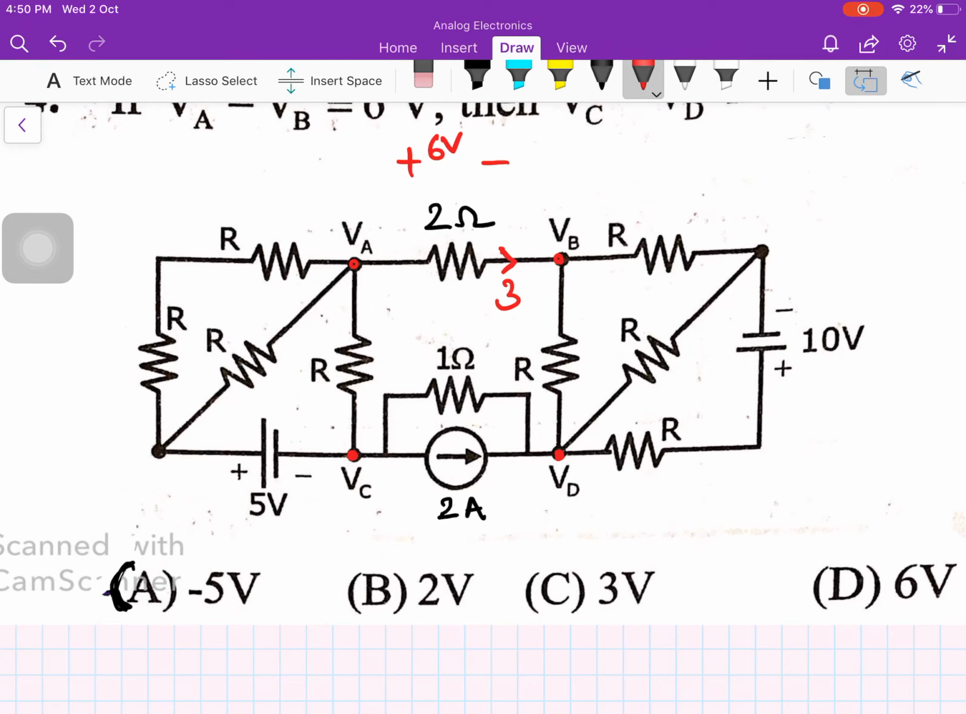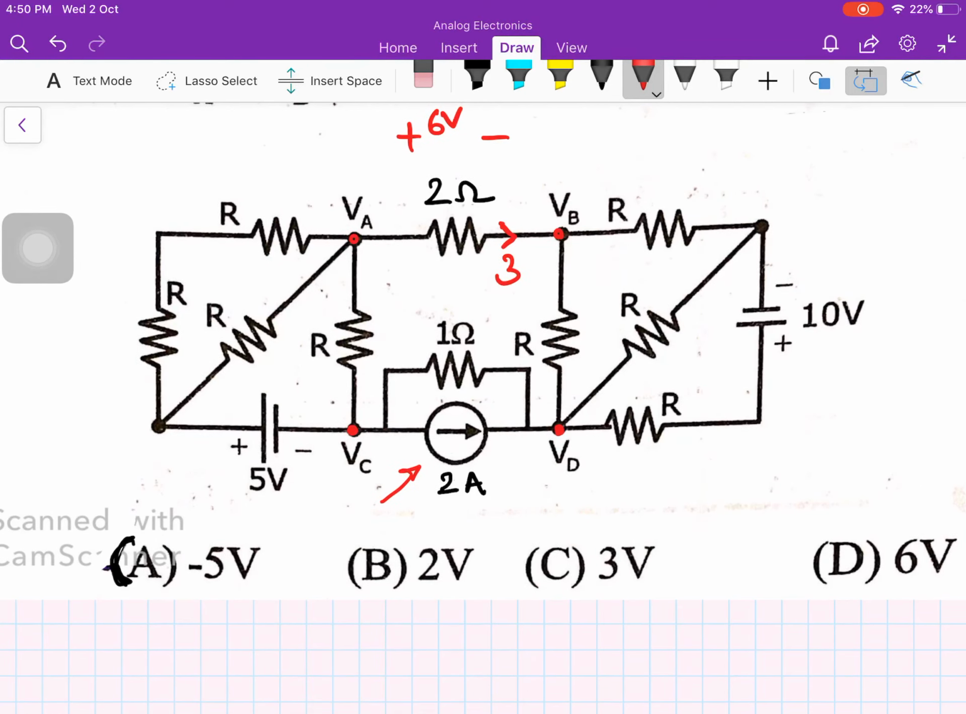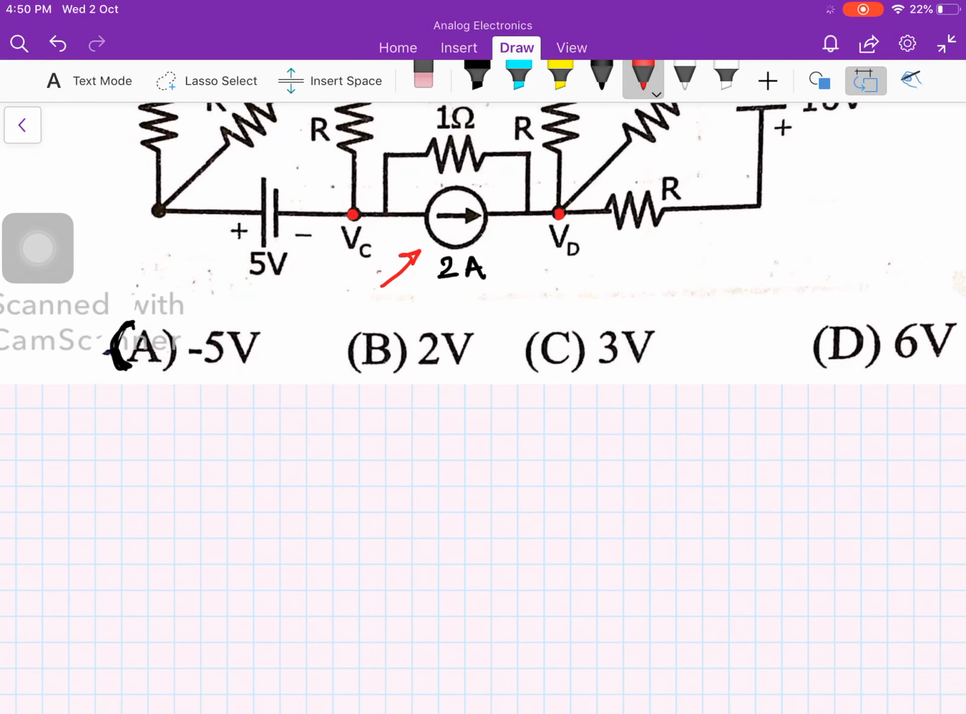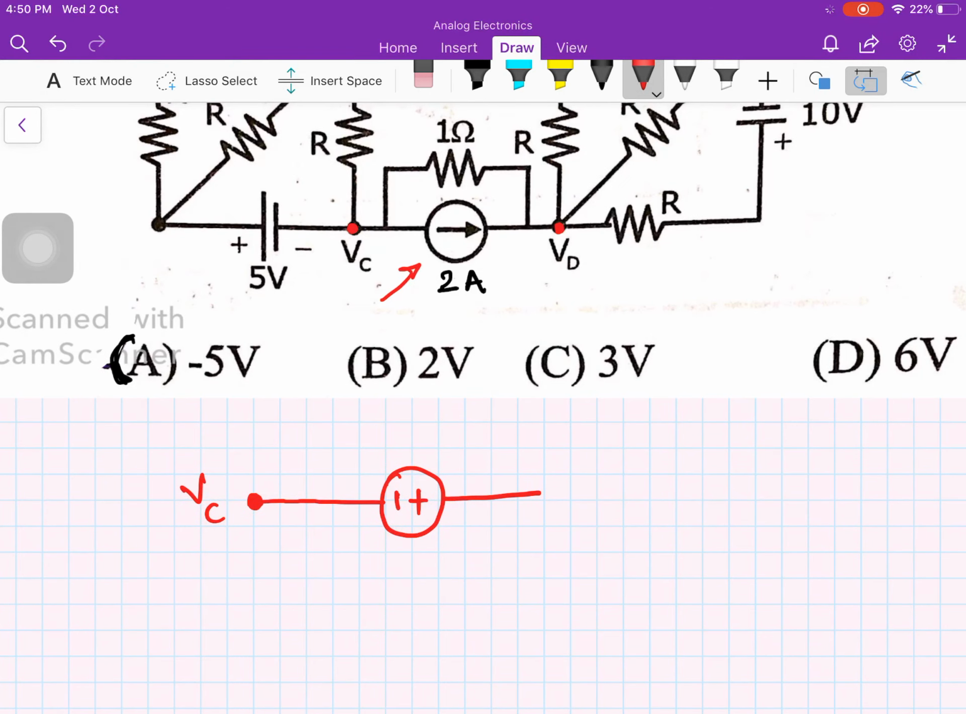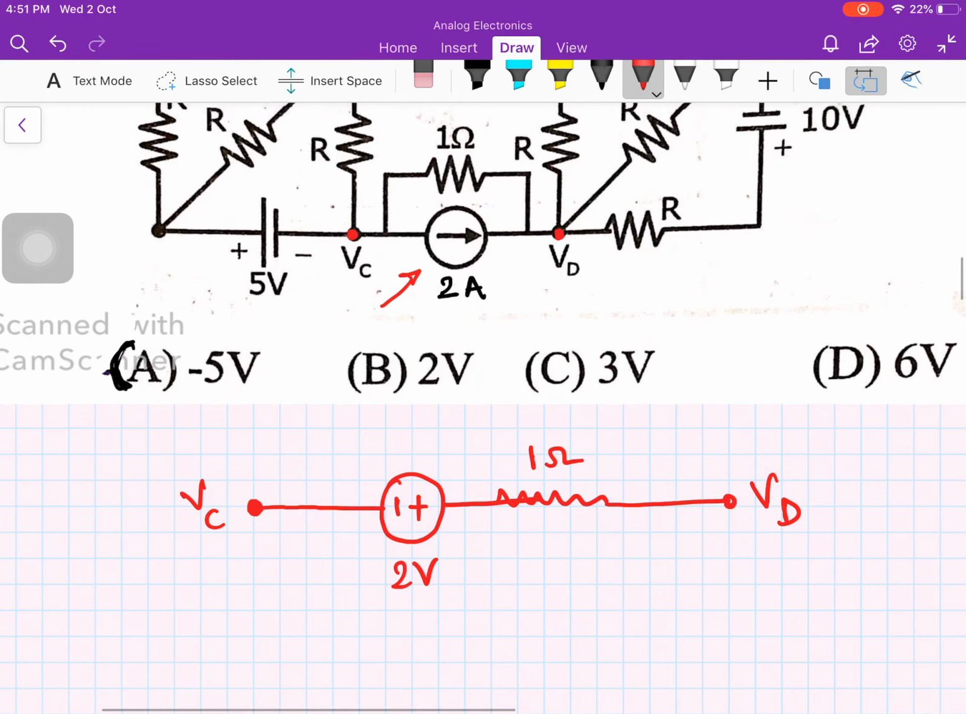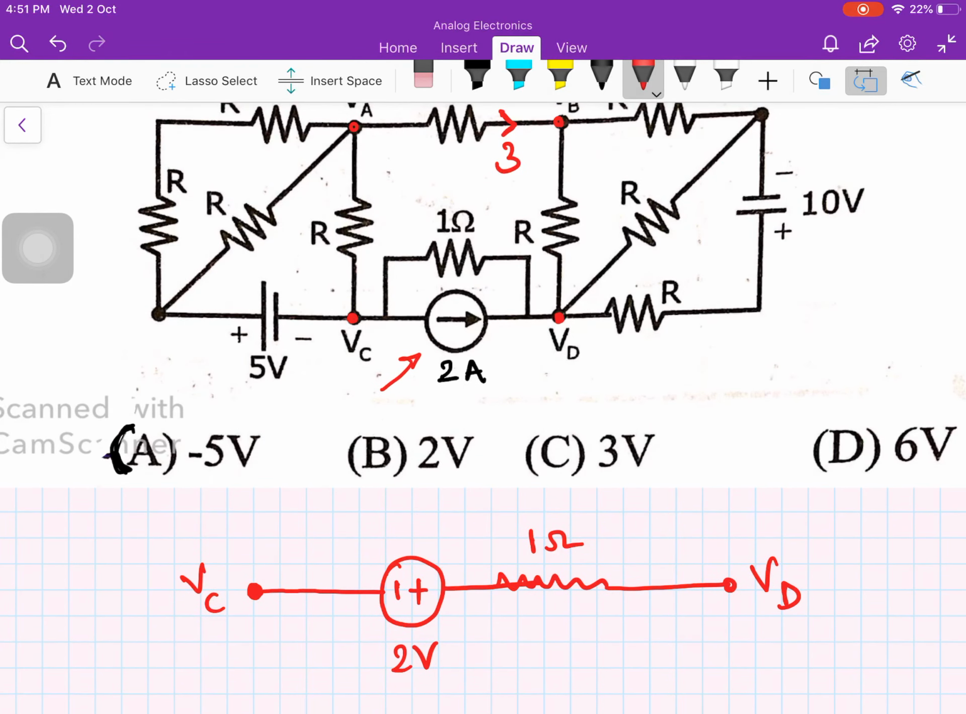Okay, when I see a current source and no 1 ohm resistor parallel to it, I would like to change this into a voltage source, that is Vc will be like this. Then converting into a voltage source, I'll get 2 into 1, 2 amps into 1 ohm resistor, that is 2 volts here, and this resistor which was in parallel will come in series as 1 ohm. Here I got Vd. I just need to find Vc minus Vd. So somehow if I find the voltage drop across this resistor, I can find Vc minus Vd.